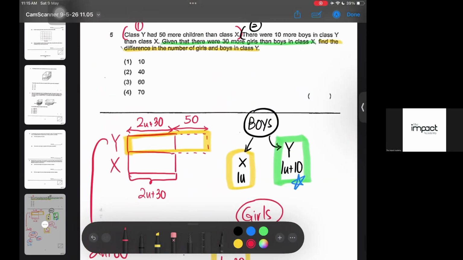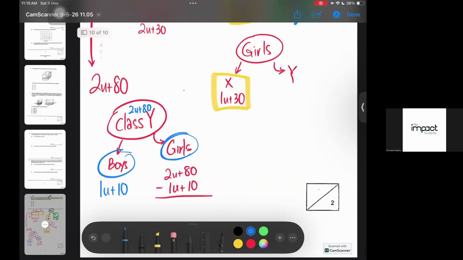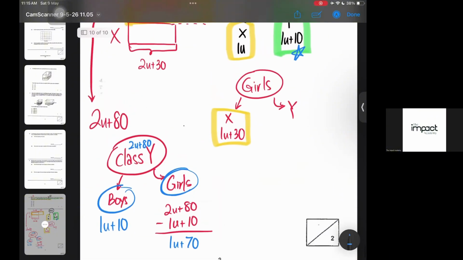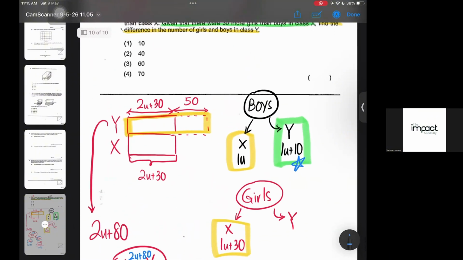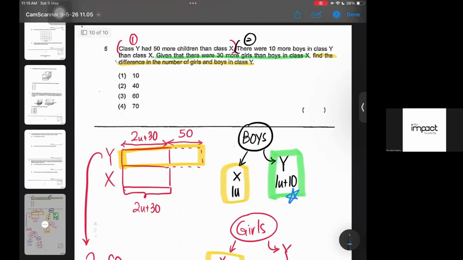2 unit plus 30 minus 2 unit plus 30. 2 unit plus 80 minus away 1 unit plus 10. Agree, disagree? 1 unit plus 70. Can you write that down first? Okay. So how many girls are there in class Y? 1 unit plus 70. Agree, disagree?